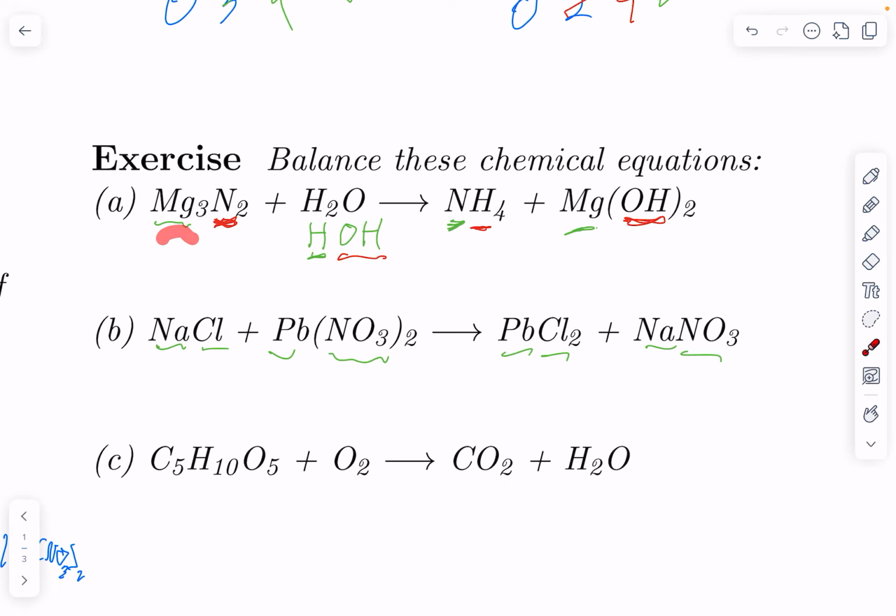So sure, you could just list magnesium, nitrogen, hydrogen, oxygen on both sides, and you would be fine. Or you could list Mg, N, H, OH, and balance those. You'd be fine.